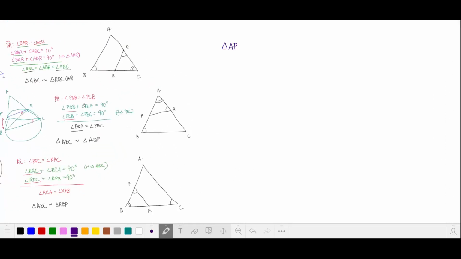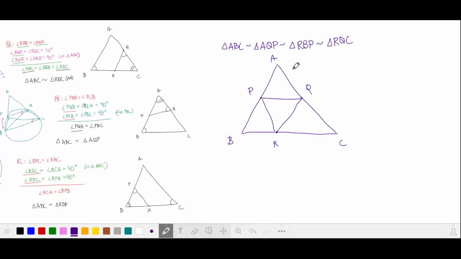The big triangle ABC is similar to the one on top, AQP, the one on the left, RBP, and the one on the right, RQC. So all of these angles in these four triangles, the big one and the three on the outside, are going to be congruent. Let's go ahead and call these angles X, Y, and Z, and being careful to assign them to the correct corresponding angles, we'll do the same thing with two other triangles.